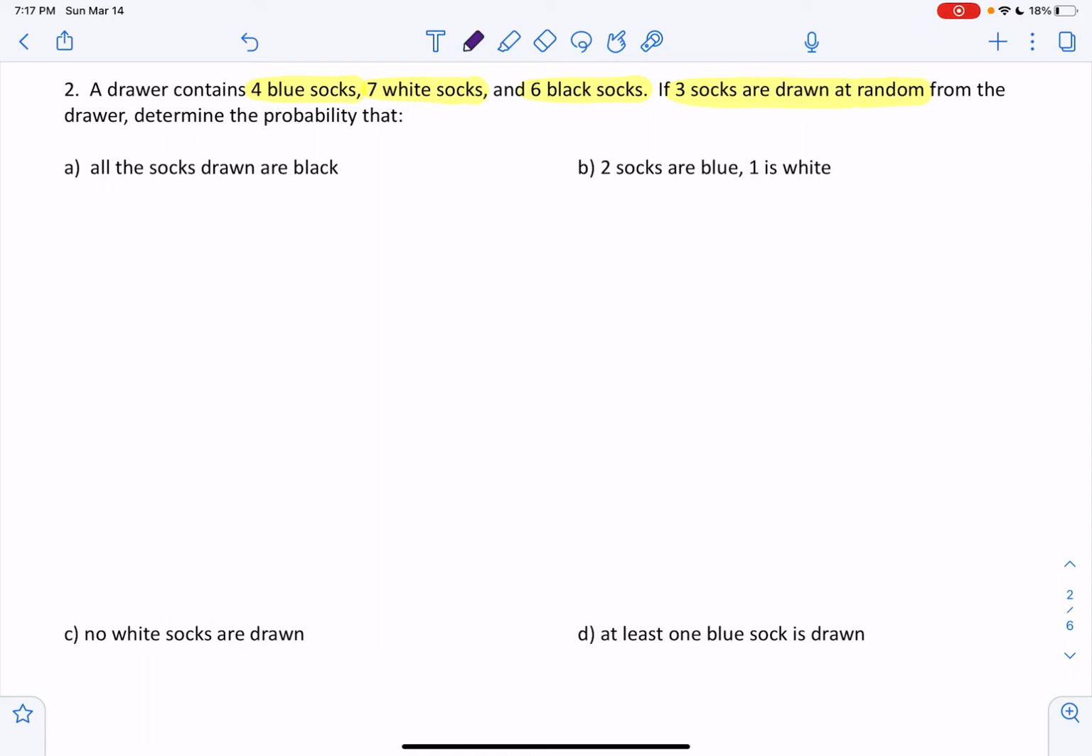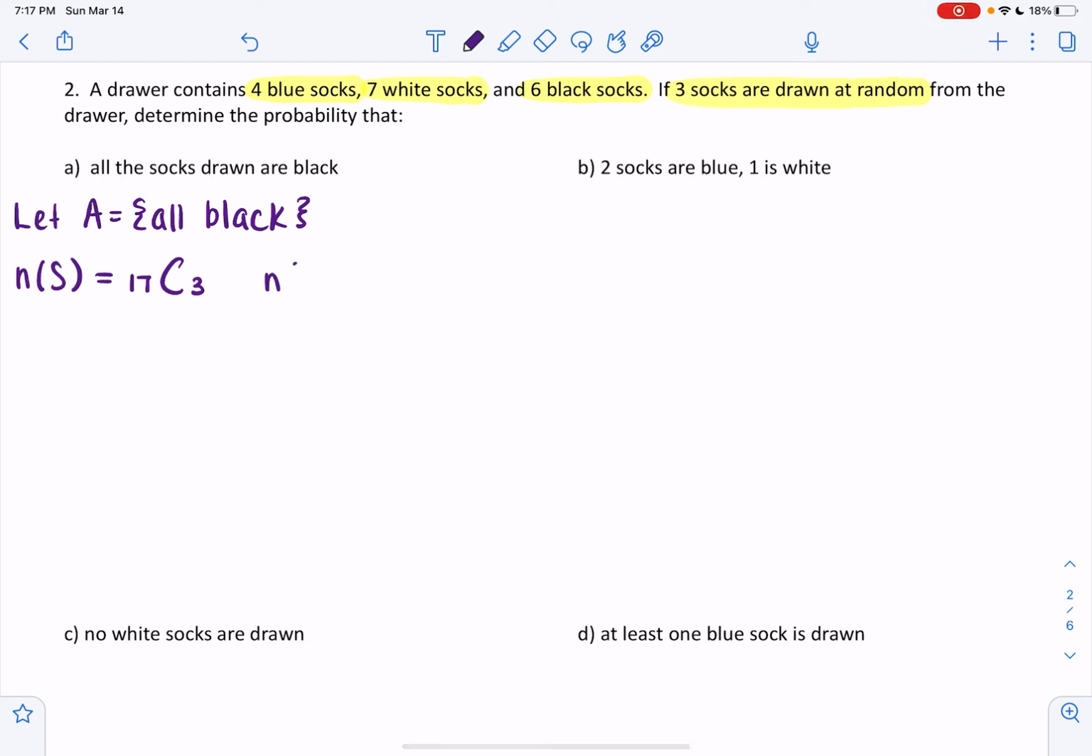So let's start with this first one. What is the probability that all of the socks are black? Let's start by identifying our event. So we'll let A be all black socks. Okay, so let's start by finding the number of total outcomes, or the number of total elements in our sample space. So in total, we have 4 plus 7 plus 6, which is 17 socks. And we're going to be choosing 3 of them.